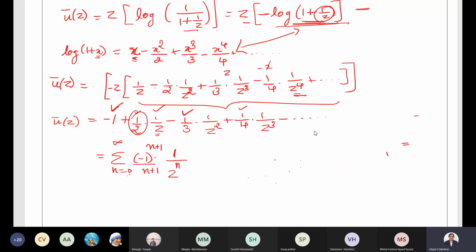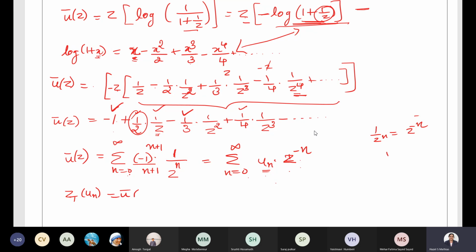You just have to check what satisfies by giving different values for n. So now this is of the form summation n equal to 0 to infinity un into z power minus n. 1 by z power n can be written as z power minus n. Un into z power minus n, which is what? U bar of z. Compare this with the definition of z transform. Z transform of un is u bar of z.